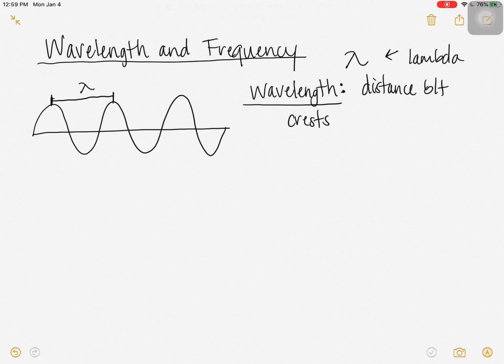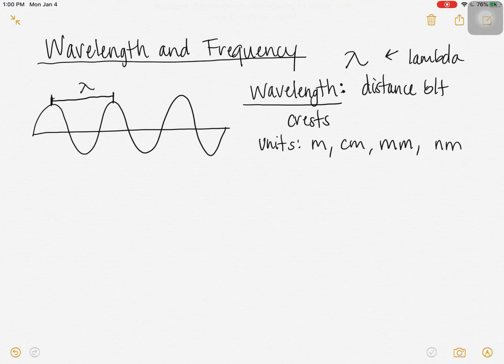Now, because wavelength is a distance, it can be measured in any length unit. So if we were going to talk about the units for wavelength, a very common unit is the meter. Wavelengths could be in centimeters. Wavelengths could even be in millimeters. However, what we're going to come to find out is that wavelengths are normally very, very small, and so we need a unit that's even smaller than the millimeter. And so that unit that we're going to see so often is the nanometer. It gets the abbreviation NM.